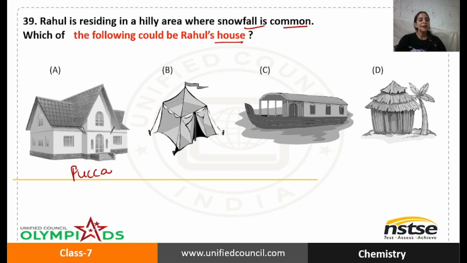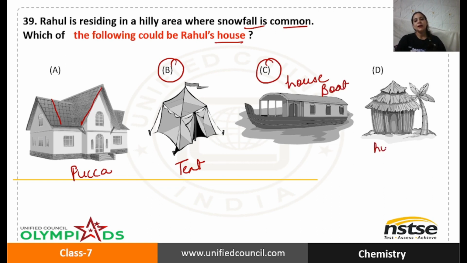And you can see that it has got slopes also. B indicates a tent, and a tent is made up of very light fabric, and it is water resistant. It protects you from wind and keeps you safe, and it is a portable house also. C indicates a houseboat, that is a boat with a house, and this one indicates a hut, or you can say it is a kacha house made up of hay, straw and dry leaves, mud, etc.